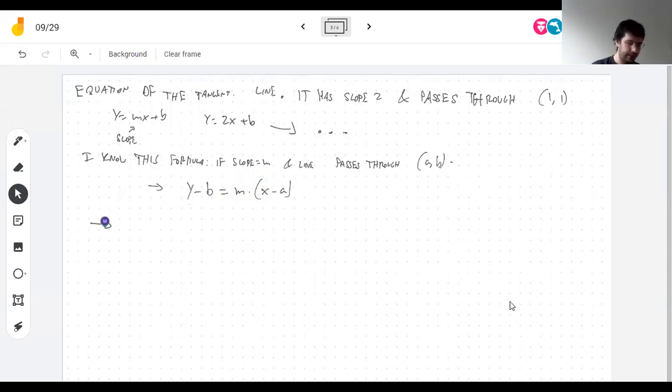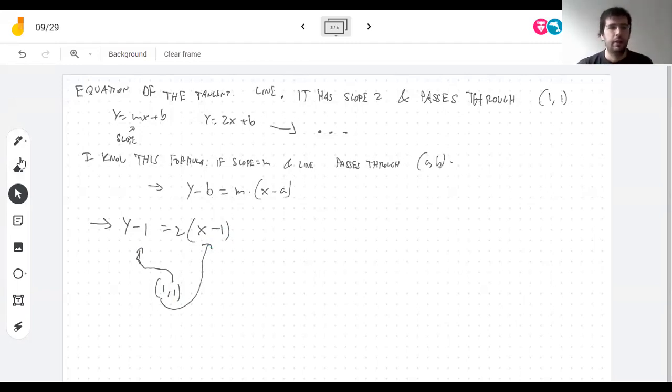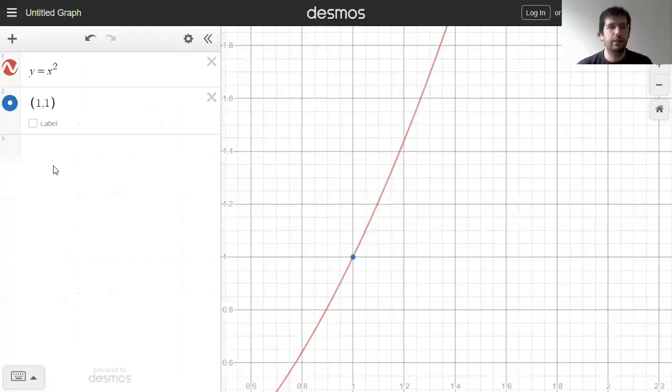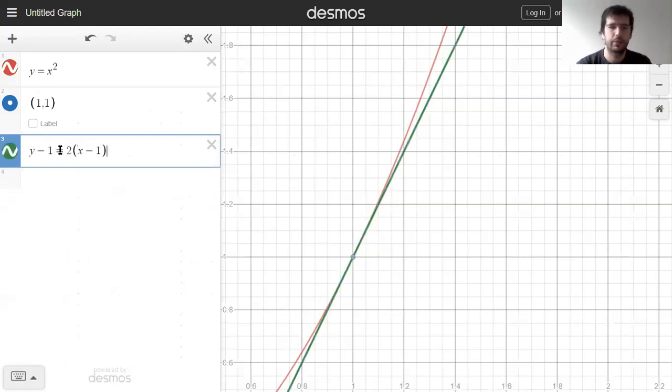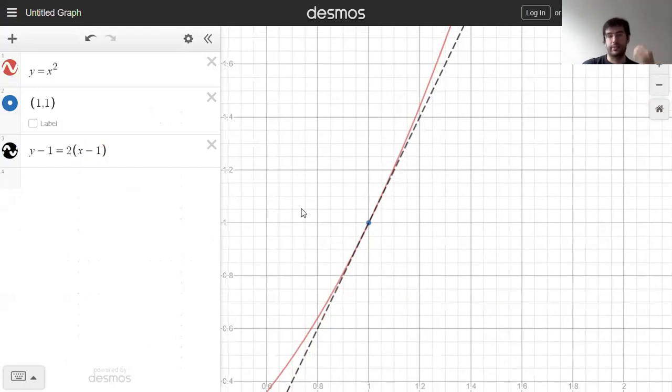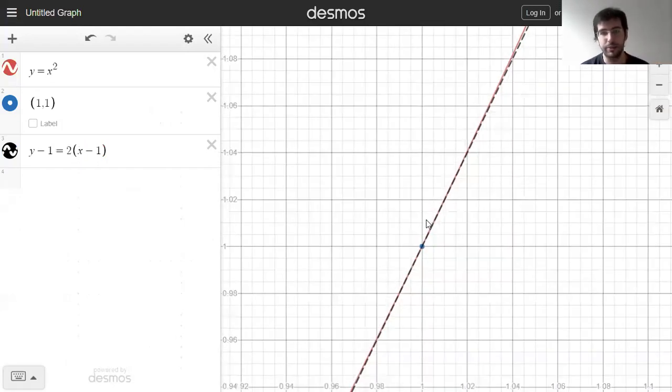So the tangent line, the point is 1, 1. So the second coordinate goes with the y, and the x coordinate goes with the x, and that's the equation of the line. Let's see, y minus 1 equals 2 times x minus 1. That looks hella tangent. We did great. We're doing fantastic.